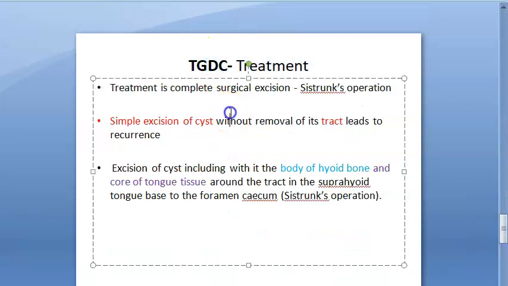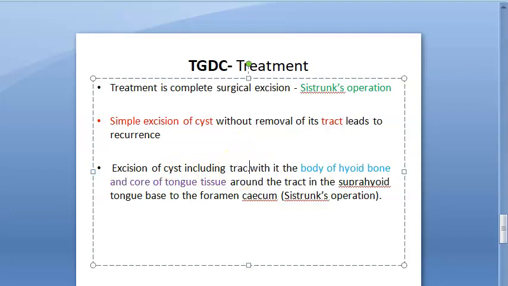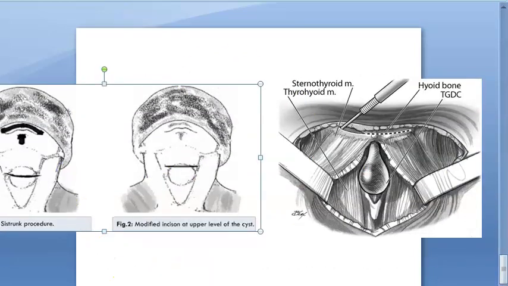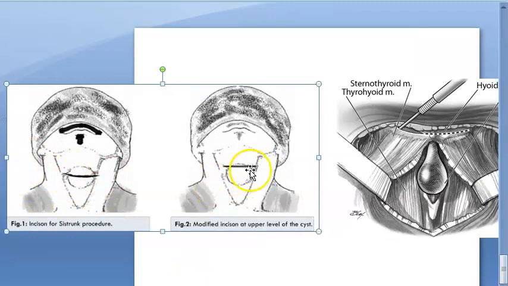Then treatment: surgical excision, Sistrunk operation. Don't forget, Sistrunk operation is the key word here. So a simple excision of the cyst, if you leave the tract behind, it will recur. So you will have to excise the cyst, including the tract, the body of hyoid bone, and the core of tongue, etc. Right? So core of tongue tissue also they will remove. So this is the Sistrunk procedure.